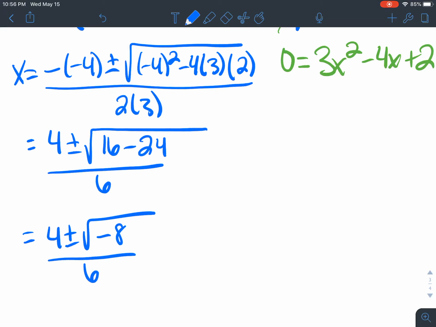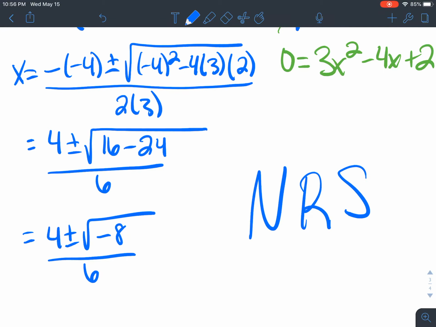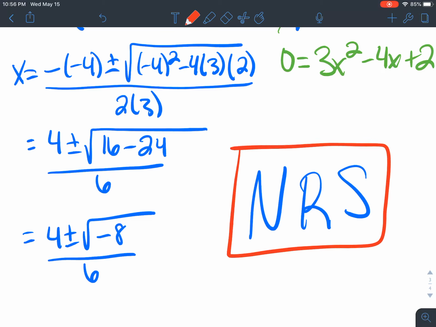And at this point, you can stop. You recognize that I've got a negative underneath the square root, which means that this problem is unsolvable. We have no real solution. NRS, no real solution, because of this bad boy here.